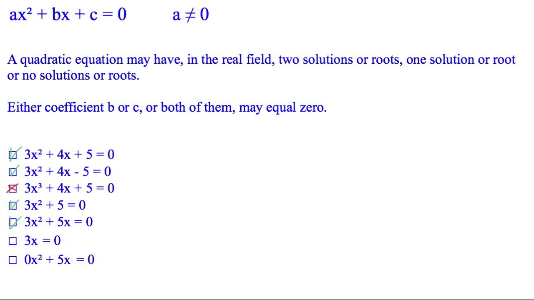3x equals 0 is not a quadratic equation. 0x squared plus 5x equals 0 is not a quadratic equation, because x squared is multiplied by 0, and we know that a must be different from 0. Let's now see how to solve a quadratic equation.